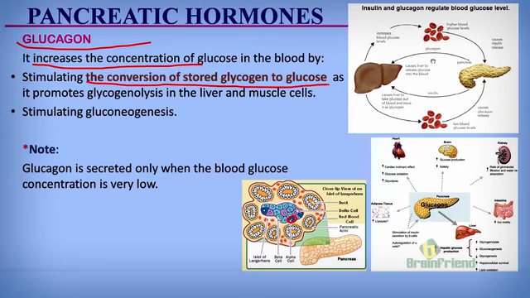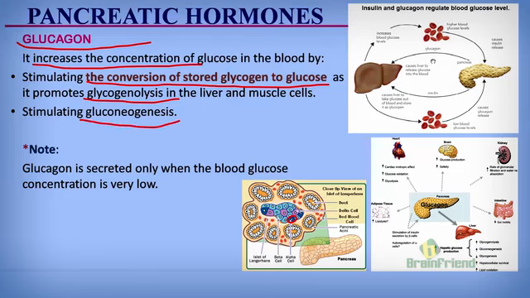Remember, glucose has been stored in the body tissues as glycogen. In the liver and muscle cells, glucagon will break down the stored glycogen in the muscle and in the liver cells into glucose, and glucose will be utilized for energy. Glucagon promotes glycogenolysis. Glycogenolysis is simply the conversion of stored glycogen into glucose. It also stimulates gluconeogenesis.